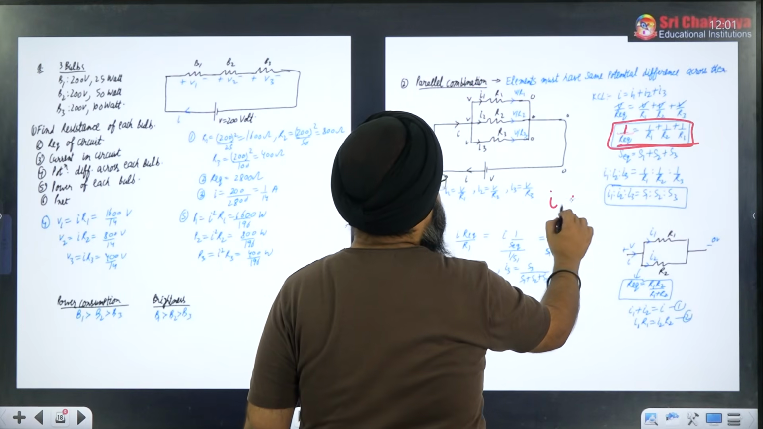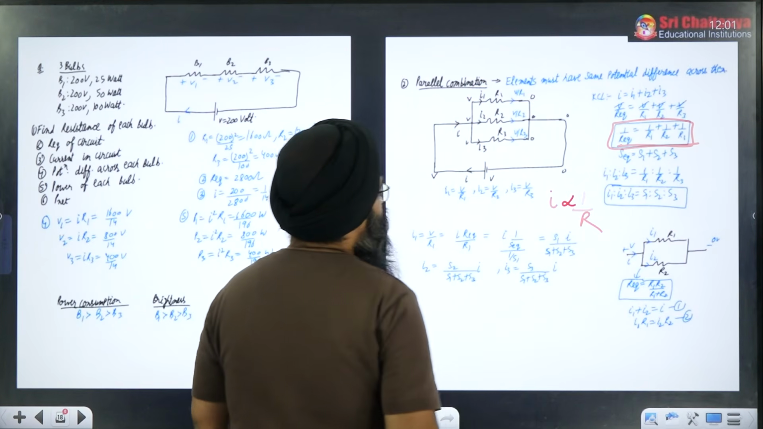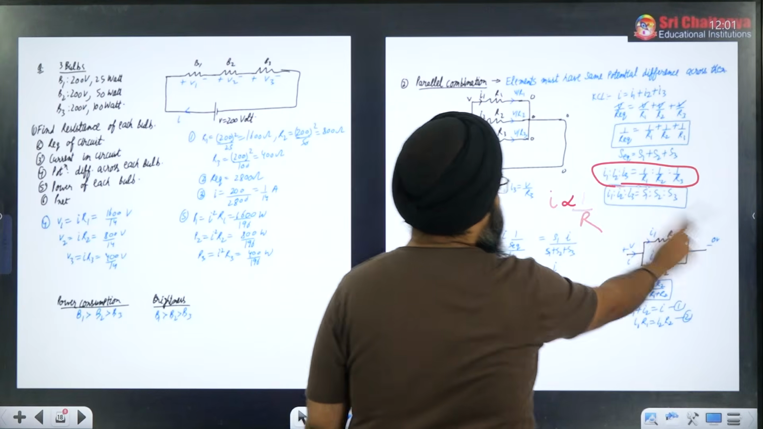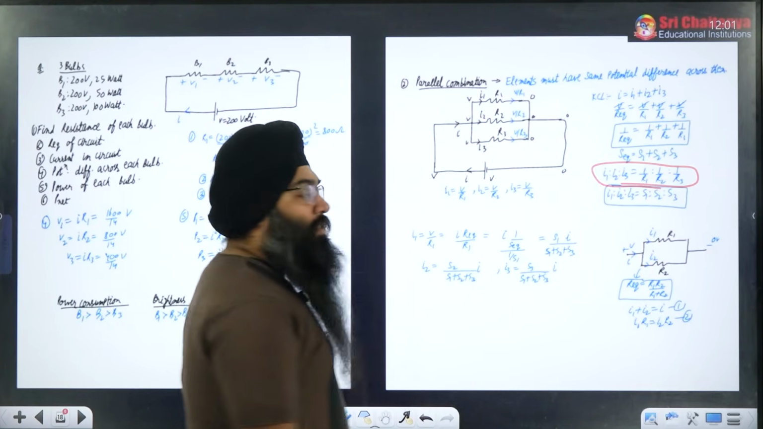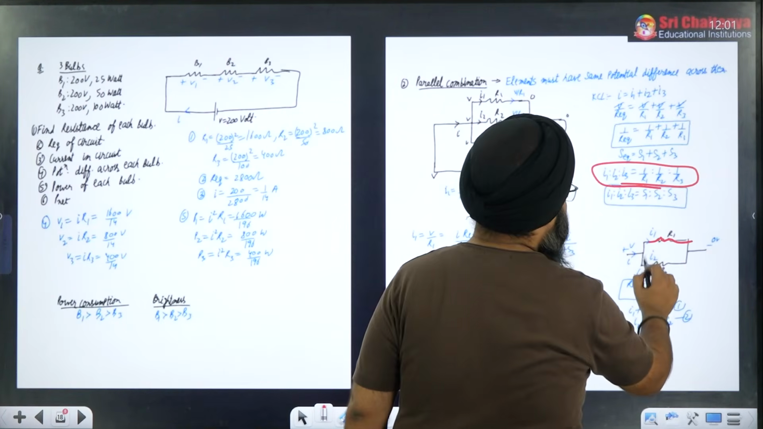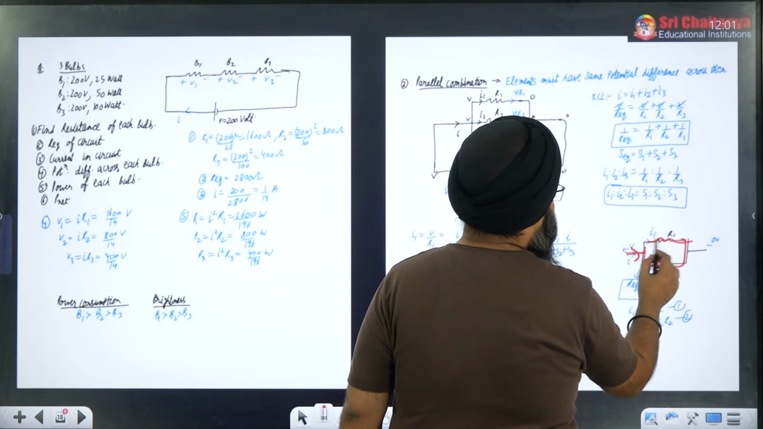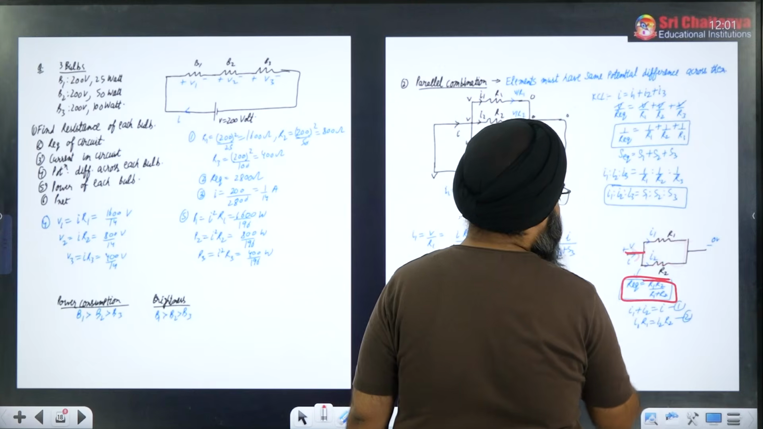The current will be inversely proportional to R. So I1 is to I2 is to I3 will be 1 by R1 is to 1 by R2 is to 1 by R3. If two resistors are connected in parallel, then in that case, the equivalent resistance will be R1 R2 by R1 plus R2.